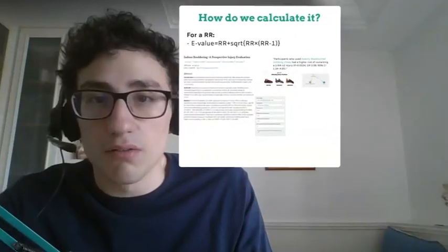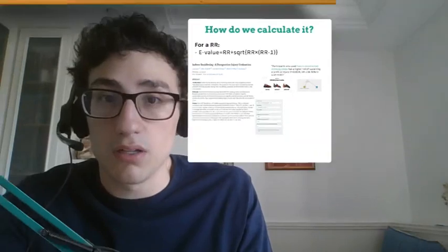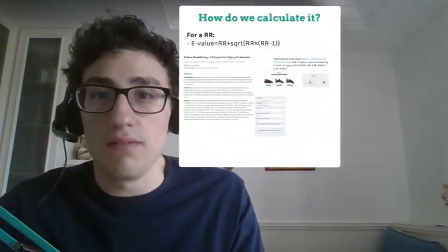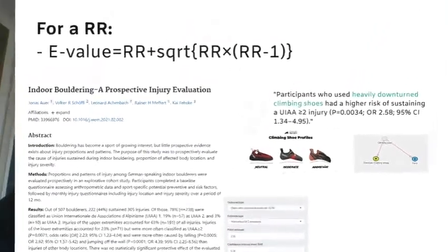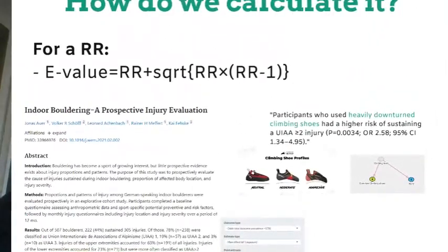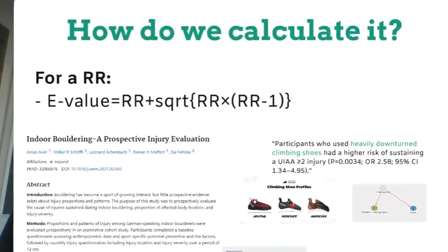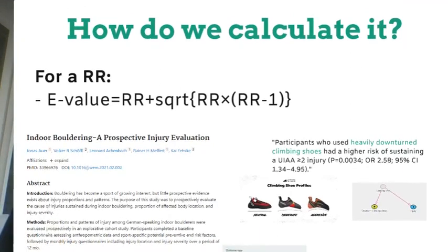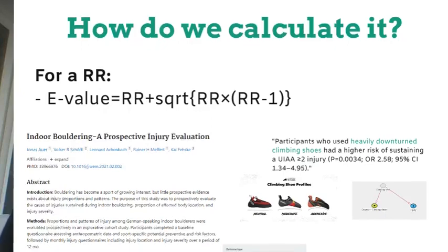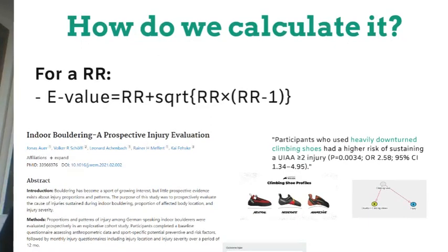In order to calculate the E-value, there are several formulas, but most of them are very straightforward. And here is one example for risk ratio. It doesn't require much, and it doesn't take many assumptions.